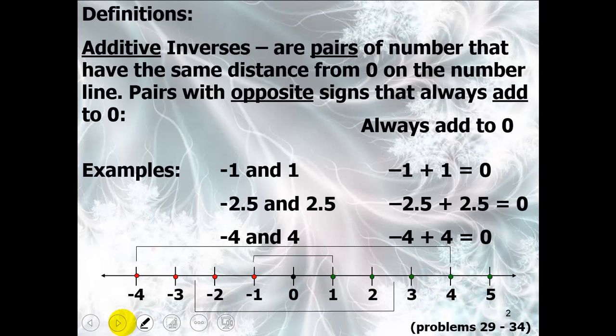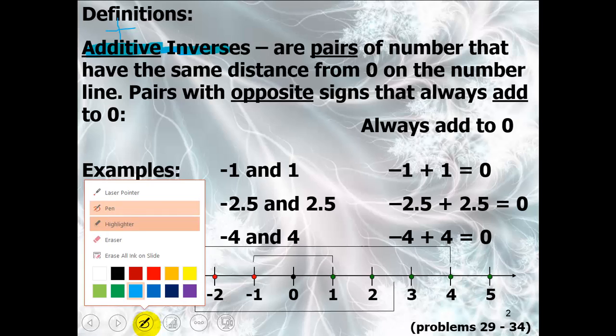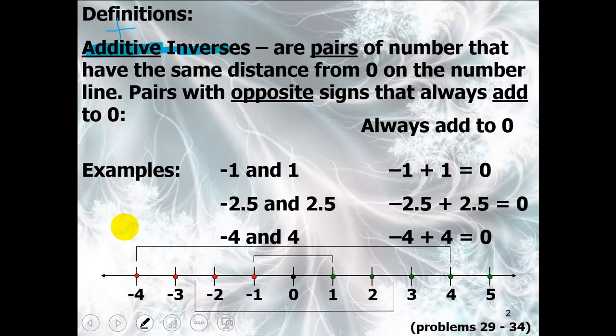Here we go. Again, definitions are really important. You need to know what these terms mean. So when you see additive inverse, additive means that you're going to be adding, all right? So an additive inverse are pairs of numbers that are the same distance from 0 on the number line. Okay? They're pairs that have opposite signs. That's another way to think of it. They have opposite signs so that when you add them together, they always add to 0.